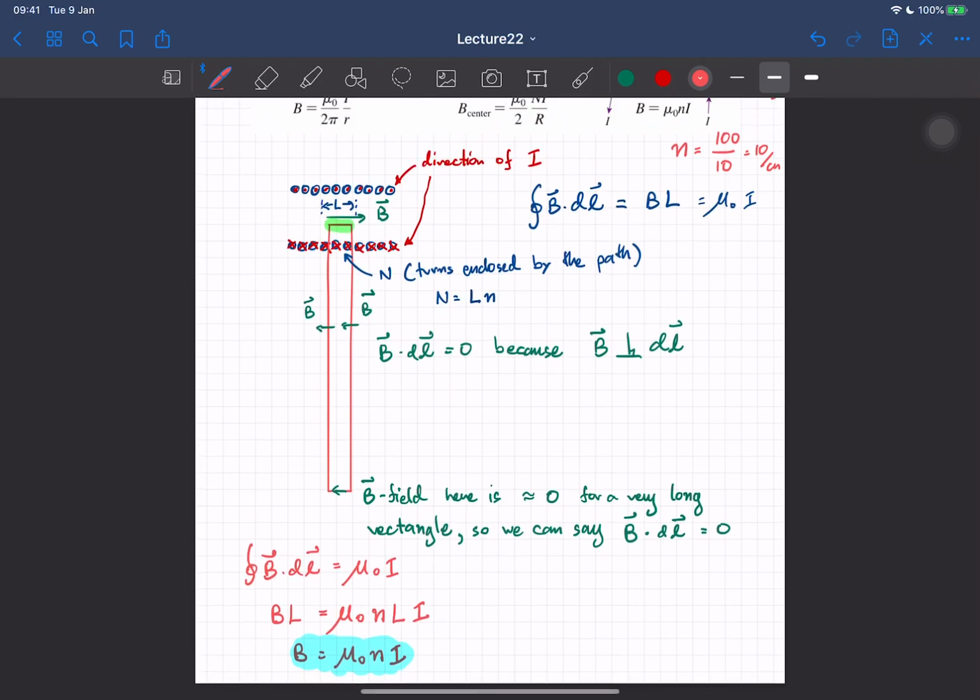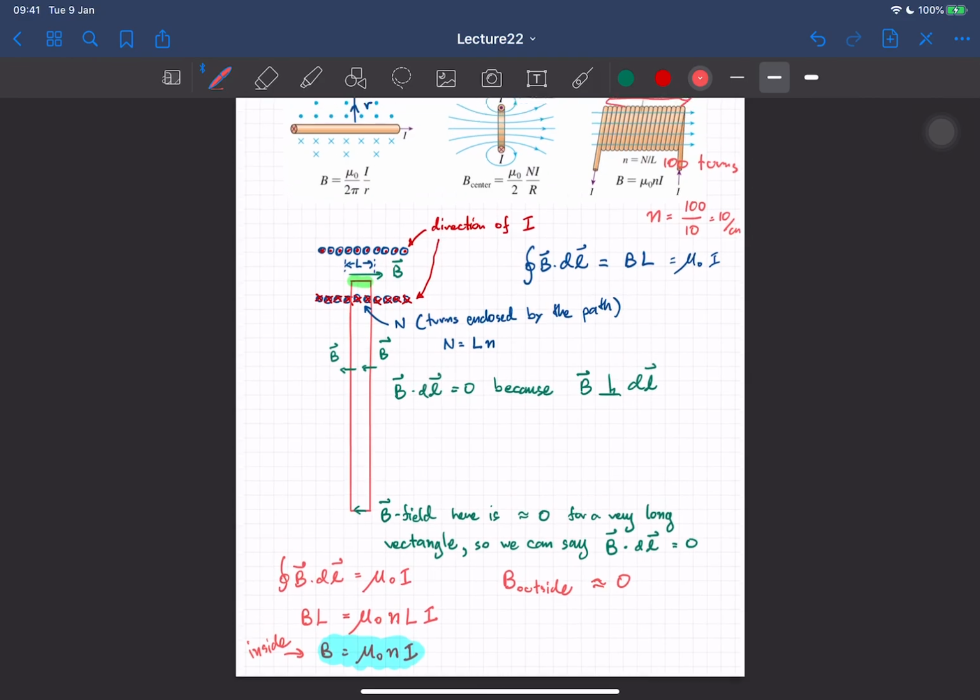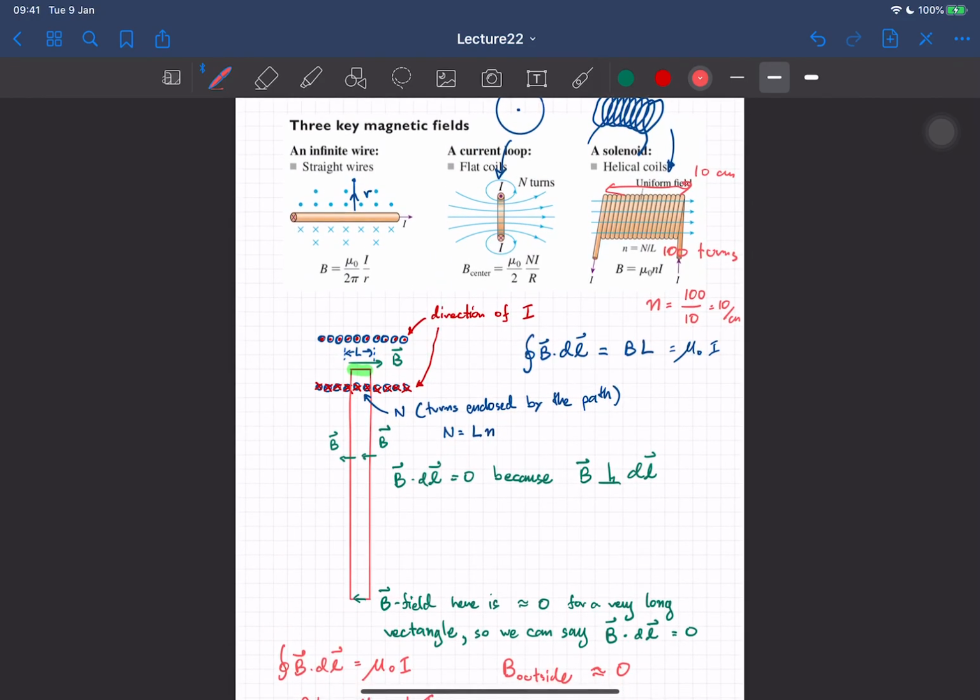That's something that I saw quite frequently. People use this formula a little bit wrong because they forget that this n is turns per length, not the total number of turns. Okay. So this is the field inside the solenoid. The field outside the solenoid, well, let me write that this is inside the solenoid. The field outside the solenoid, usually we say it's approximately 0. It's not really 0, but it's very small compared to the field inside. So most of the time we just forget about it.